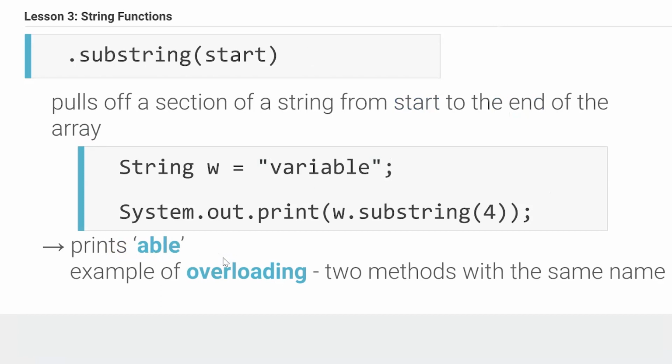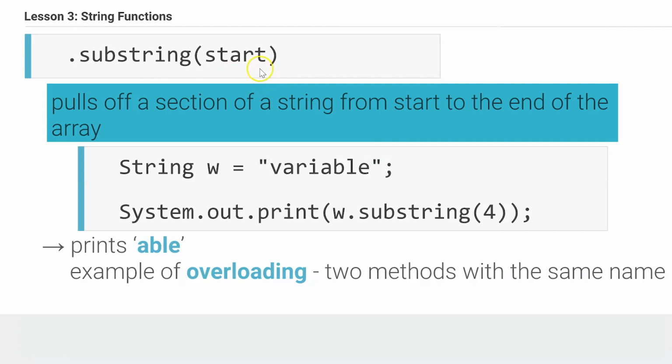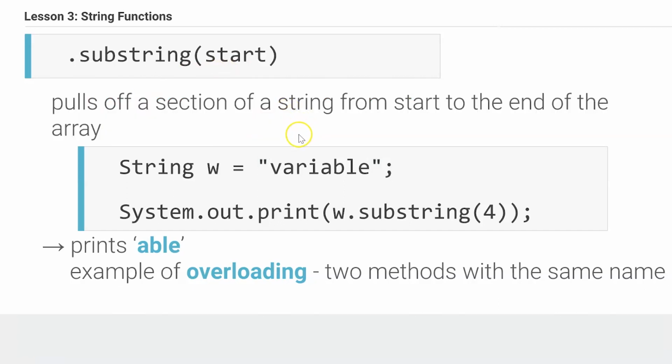Another way to use the substring function is to only pass in one number. If you only pass in one number, basically what you're saying is, I want everything from this letter to the end of the string, or the array of characters. That's another way to reference a string. So in this example, again we have the string variable, but now we're using .substring with just the number 4. We count again here, 0, 1, 2, 3, 4. Because we did not give a second number, we're just going to take from this letter A all the way to the end. So what gets printed out here is able.